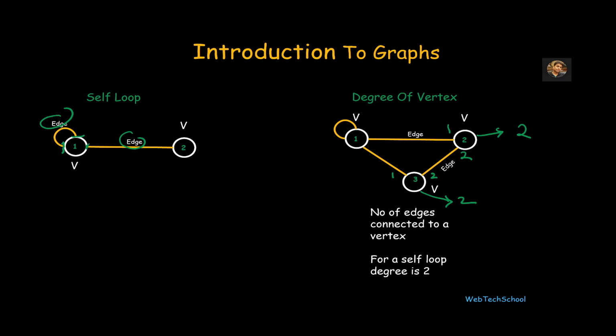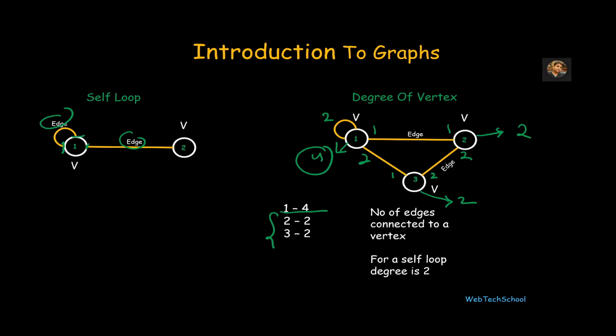Similarly, for vertex 1, we have edges 1 and 2, and there is a self loop also. For a self loop, the degree is equal to 2. So for this, it will be 2. So the total degree would be 4. So for vertex 1, the degree is 4. For the remaining, it's 2.